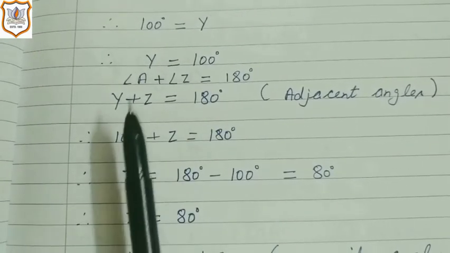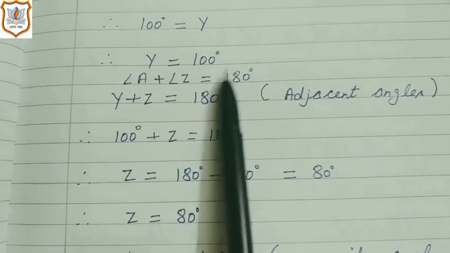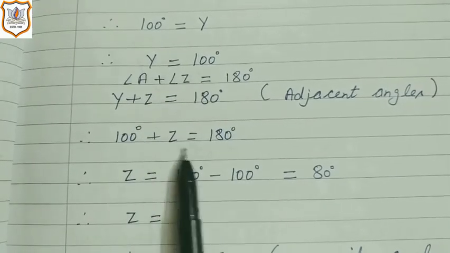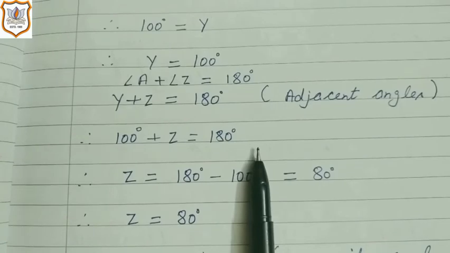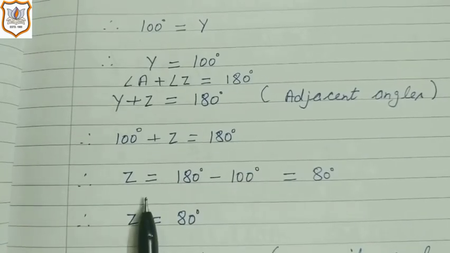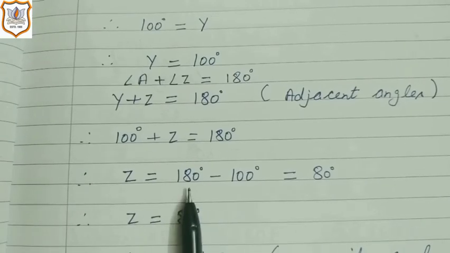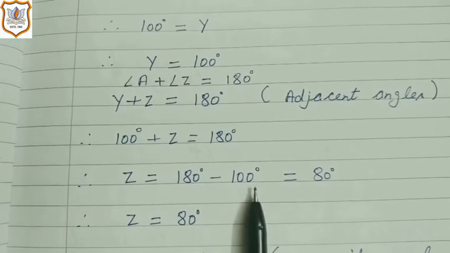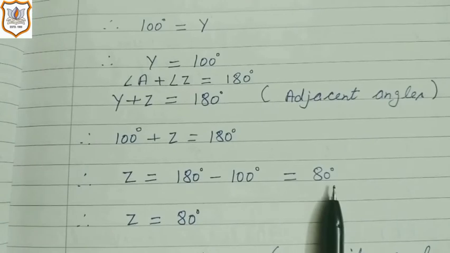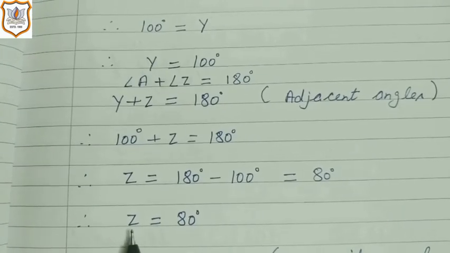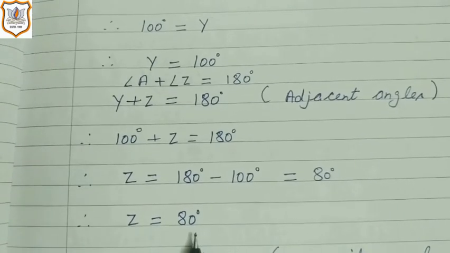So y plus z is equal to 180 degrees. Now we have the value of y is 100. So we put 100 plus z is equal to 180. Now we get the value of z by transposition method. Z is equal to 180 minus 100 is equal to 80. So we get z as 80.